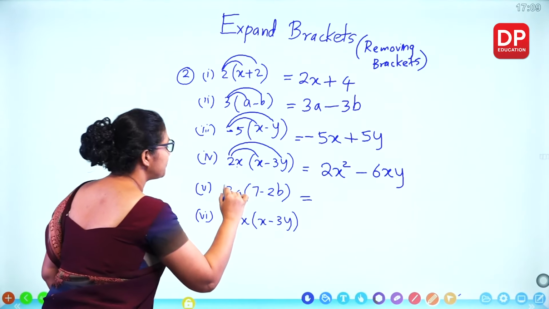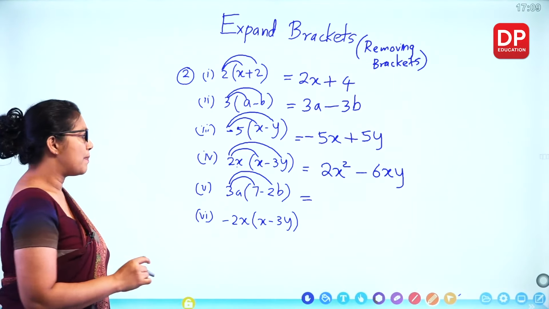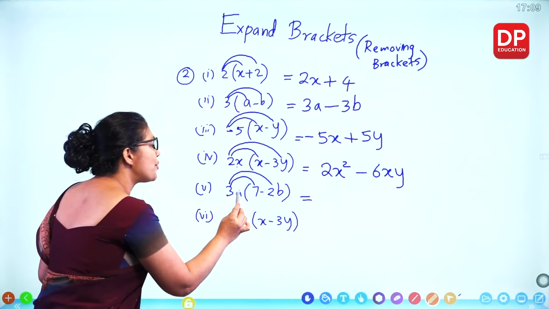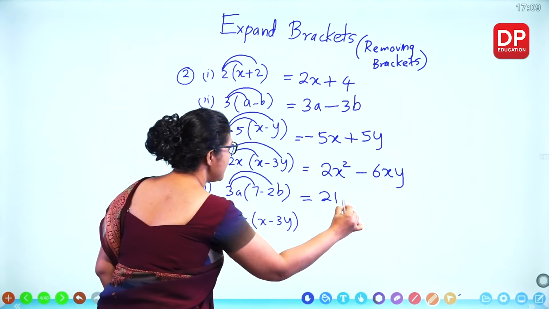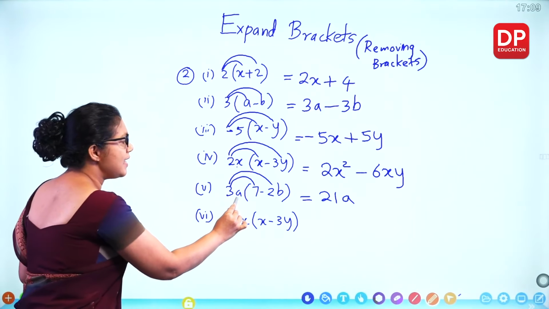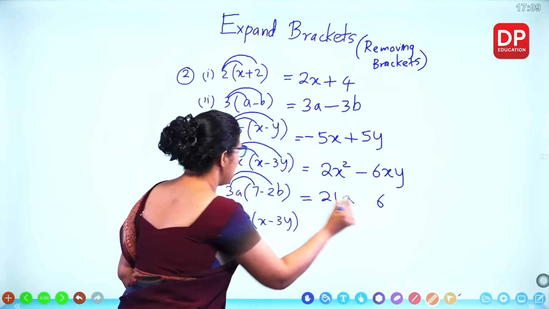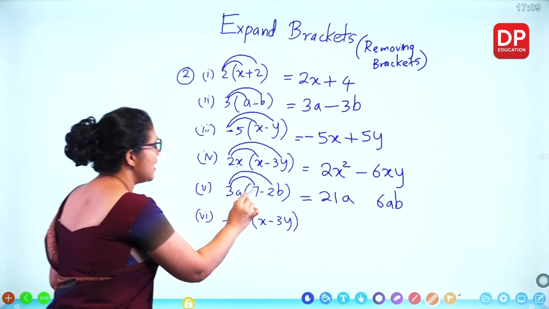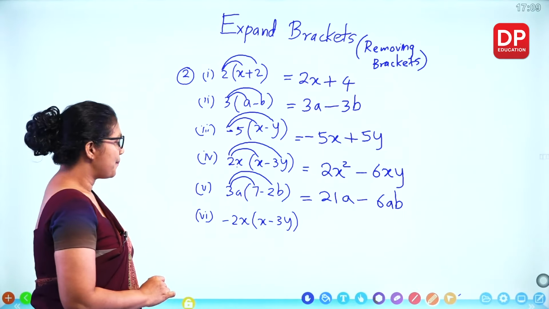This one, you do the same thing. Always multiply inside numbers with the outside number. So 3a times 7, you get 21a. 3a times 2b, 3 times 2, 6. And a and b, you are getting, what's the sign in between? This is minus, so you will get a minus sign.